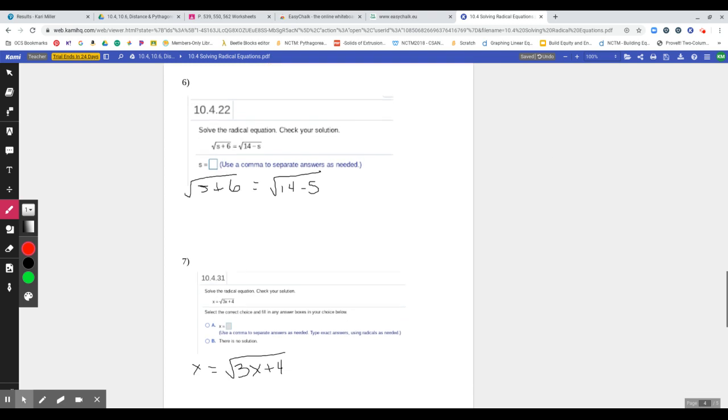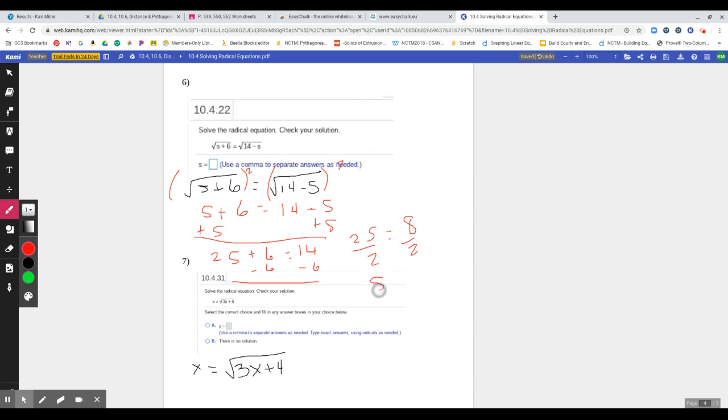Okay, number 6, same thing. We're going to square both sides. And we get s plus 6 equals 14 minus s. That's supposed to be an s. So I'm going to add s to both sides. And I get 2s plus 6 equals 14. Subtract 6. And I get 2s equals 8. Divide by 2. S is equal to 4.